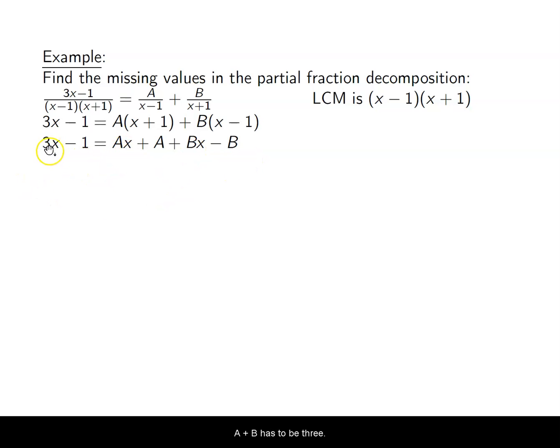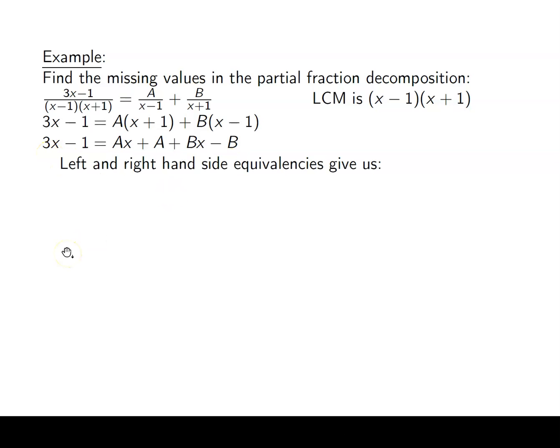A plus b has to be 3. Okay, there's no other way for this to work. So the left and right hand side equivalencies give us the following. 3x is ax plus bx. Negative 1 is a minus b. This leads me into an equation. These are my coefficients. These are my coefficients. These are my coefficients, right?